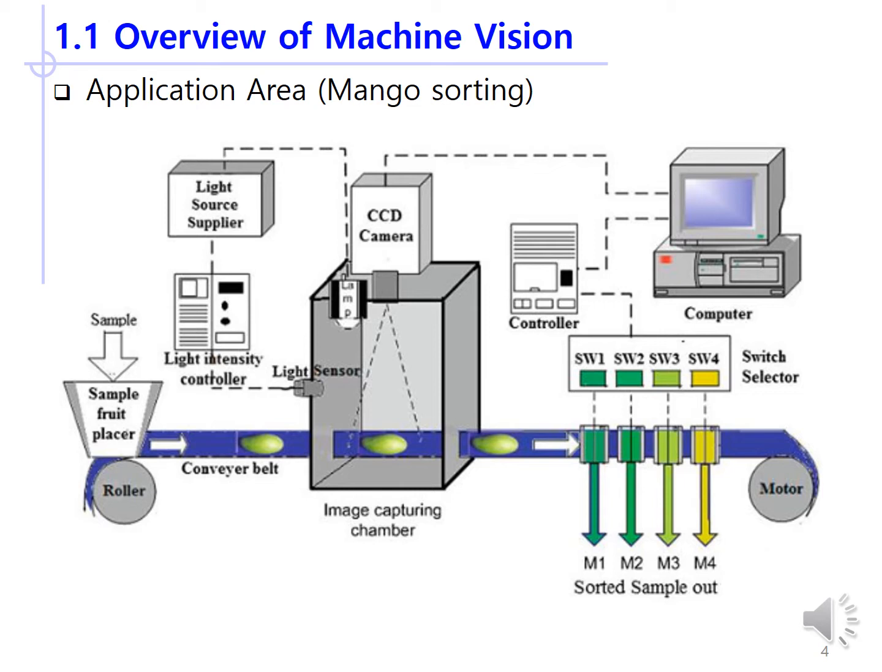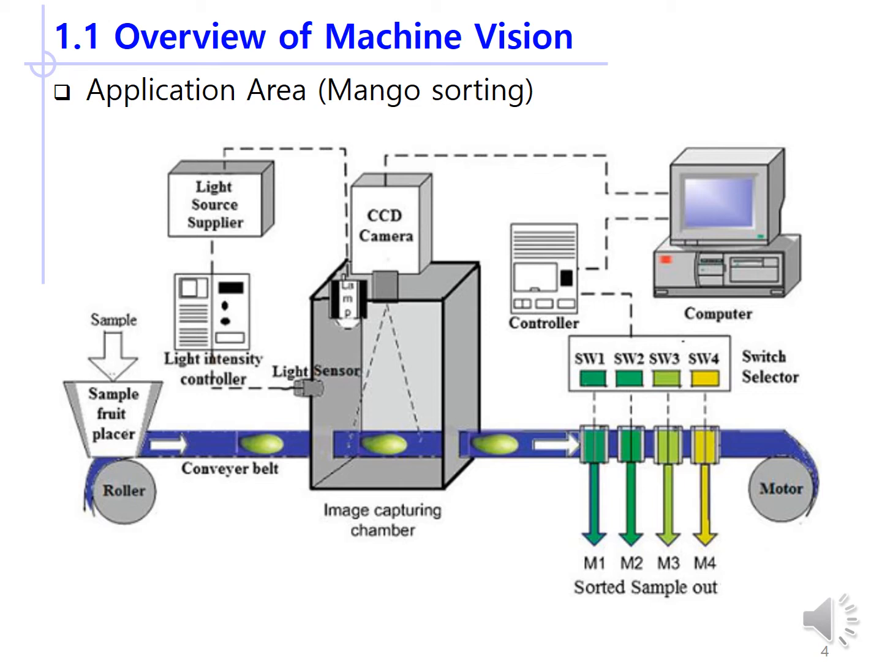Mangoes on the conveyor belt are transferred to the image capturing chamber. There are a CCD camera and a lamp whose light is controlled by the light intensity controller. The CCD camera classifies the mangoes into 4 groups based on the color of the mango.